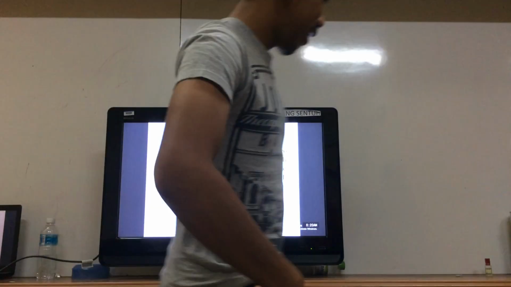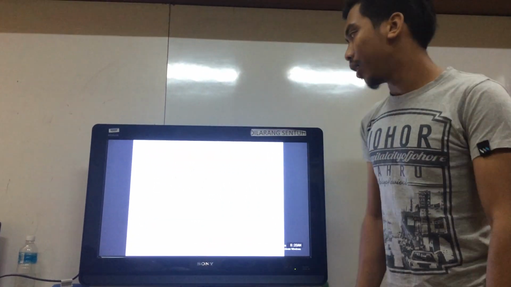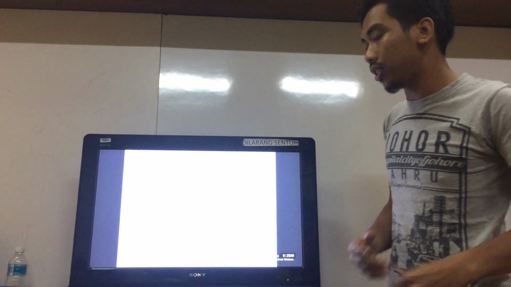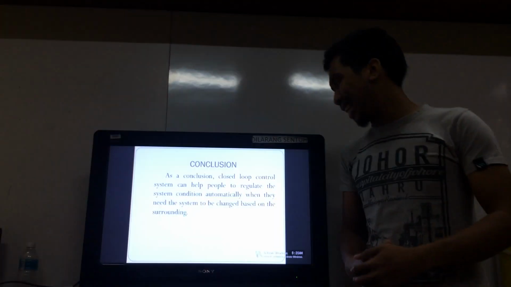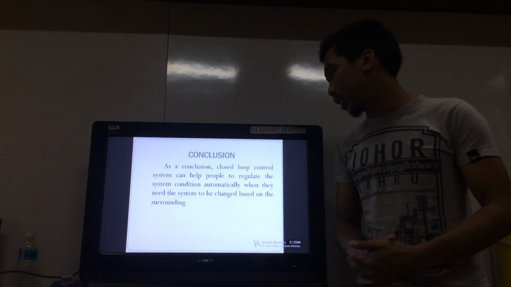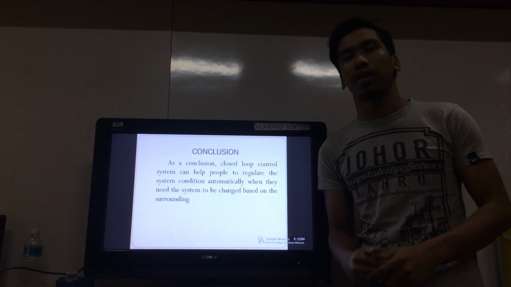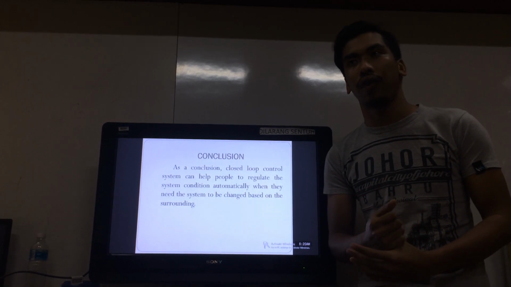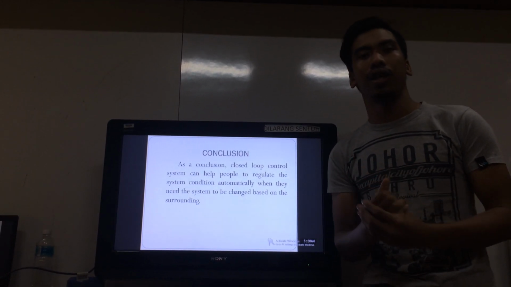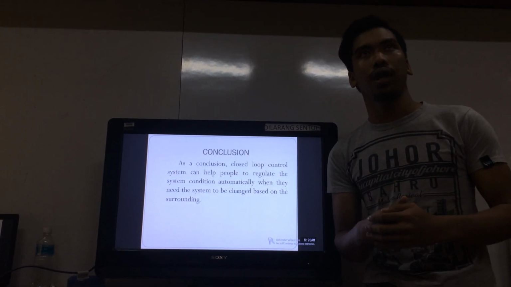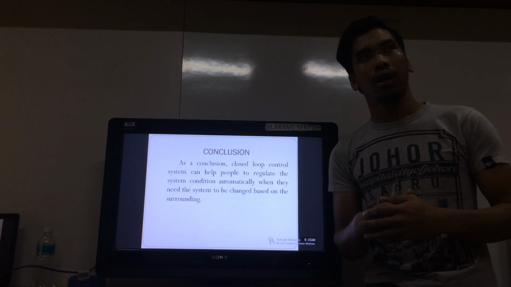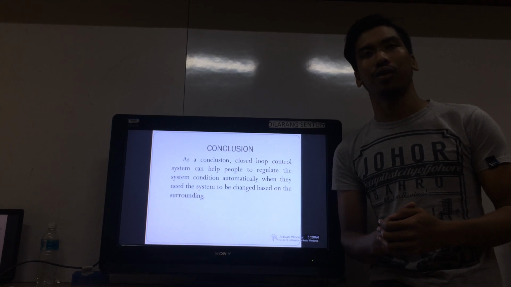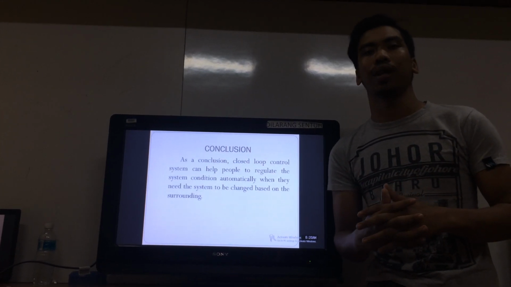Alright, so I continue the presentation with the conclusion. As a conclusion, a closed loop control system can help people regulate the system condition automatically when they need the system to be changed based on the surroundings. It really helps people when you have leftover food or fresh food to be chilled in the refrigerator. And also if we feel hot on hot days or in a hot room, we can turn on the air conditioning to make the surroundings more comfortable.